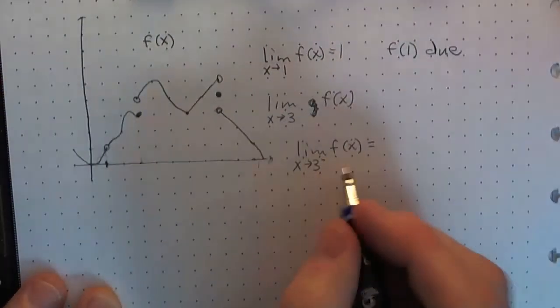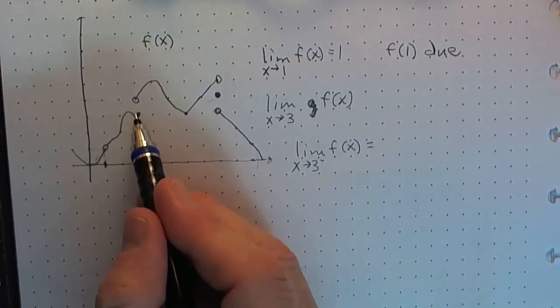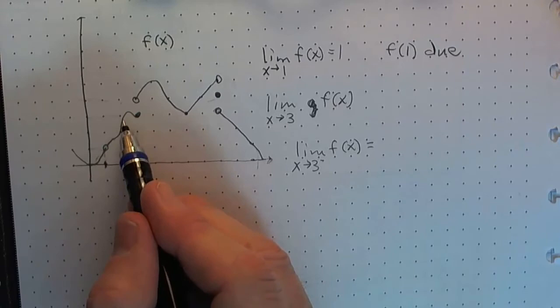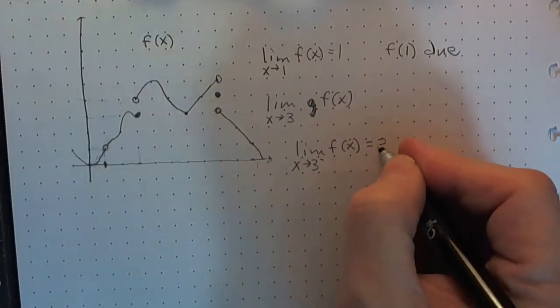Okay? The limit as x goes to 3 from the left. So here we are. We're at 3. Go up until you hit graph to the left, where you have graph to the left. And what is your altitude there? Well, 1, 2, 3. It looks like 3.